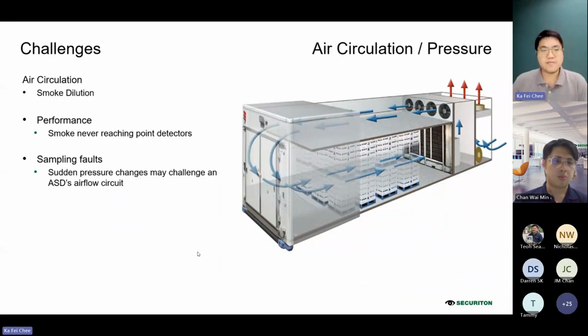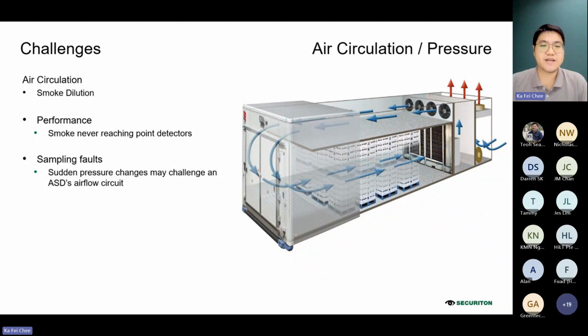Following the stratified problem, inside the cold storage, usually you have very strong air circulation. Inside this area, the smoke dilution is very serious due to the addition of fresh air coming in, and then this smoke never reaches the point detector within the area. Inside the container with such conditions, you might have sudden pressure changes, which might be very problematic for the ASD pipe airflow circuit.